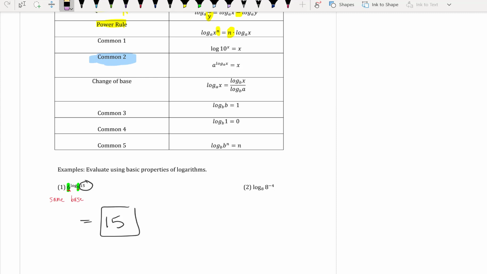For number 2, we have log base 8 of 8 to the negative 4 power. So now what we're looking at is we have your base, and here the log base 8 of 8. So the base and the 8 here are exactly the same. So that's going to be this property here. So your answer here is going to be this negative 4, whatever that n value is. So here my answer is going to be negative 4. Okay.